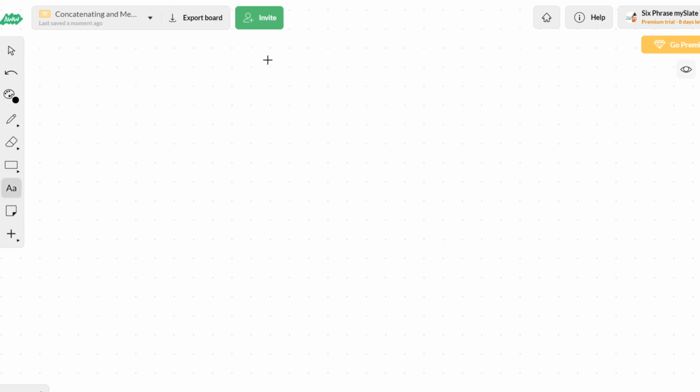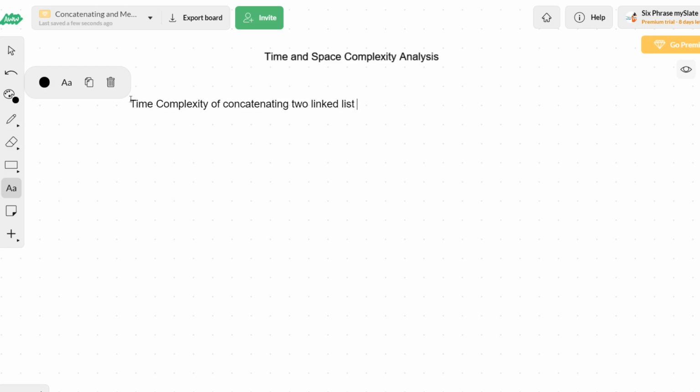So let me just note it here. Coming to the time and space complexity analysis, the time complexity of concatenating two linked lists: if you see, the equation is T of n is equal to 2n. It can be approximated as a linear time complexity. The function name is going to be order of n.